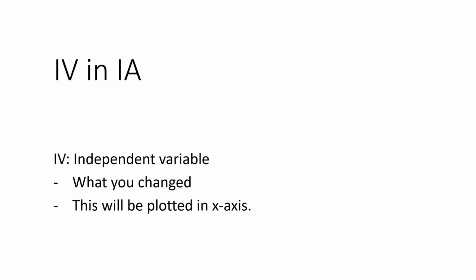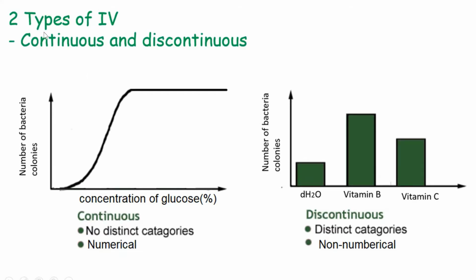In this video, we would like to talk about independent variables. So just a very quick recap, what is meant by independent variables is what you change. So this will be plotted in the x-axis. There are two types of IV, continuous and discontinuous.